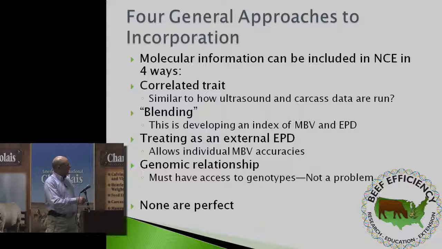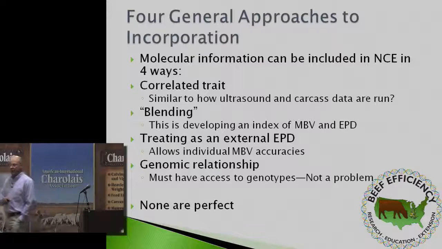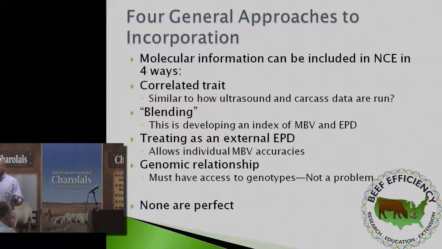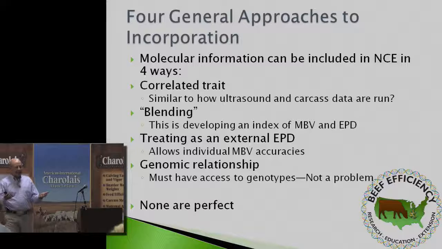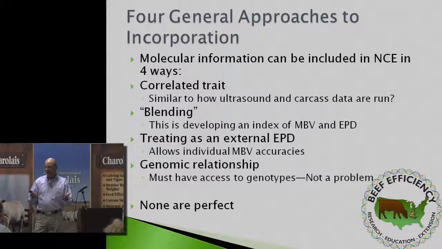We can do that same sort of thing for molecular breeding values. Another methodology is a blending method, which you can think of as a selection index, where we're blending two pieces of information and we weight them based on accuracy. If a high accuracy bull has an EPD and we provide molecular breeding value information, it has very little effect on the subsequent genomically enhanced EPD because of the disparity between accuracies of those two measures.